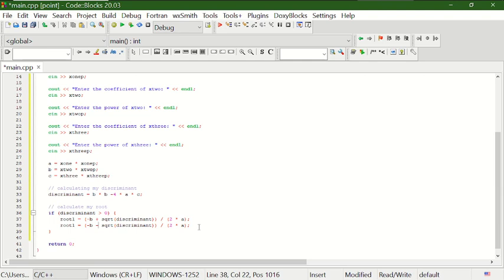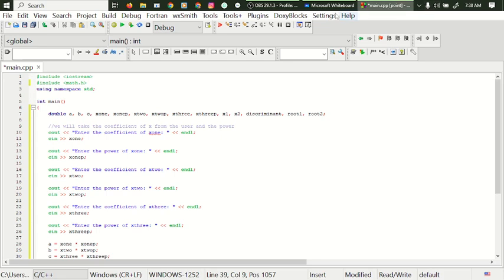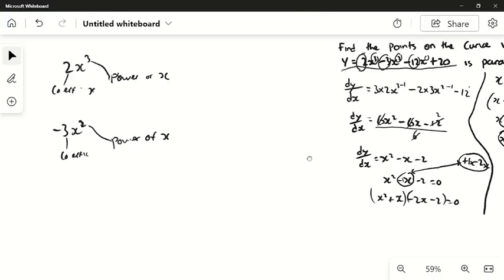Since we've gotten our root, we want to calculate x1. So we can say x1. Which one is x1? X1 is the second point. When we say x1, we substitute the root for x in the y equation. Let me show you what I mean by that.